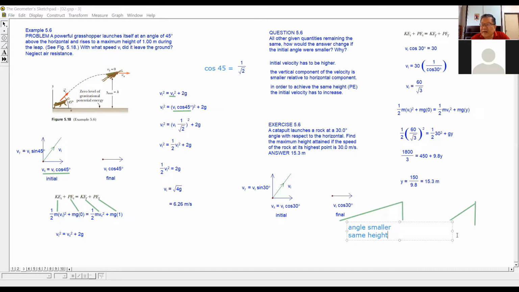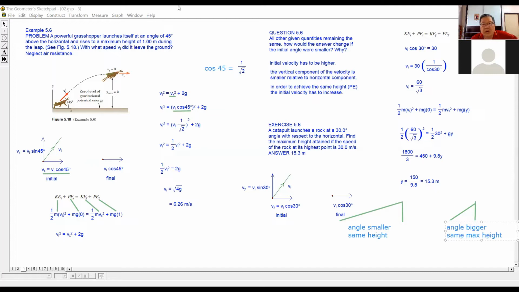This one, angle bigger. That means the angle of projection with respect to the horizontal is bigger. Same vertical height, same maximum height.